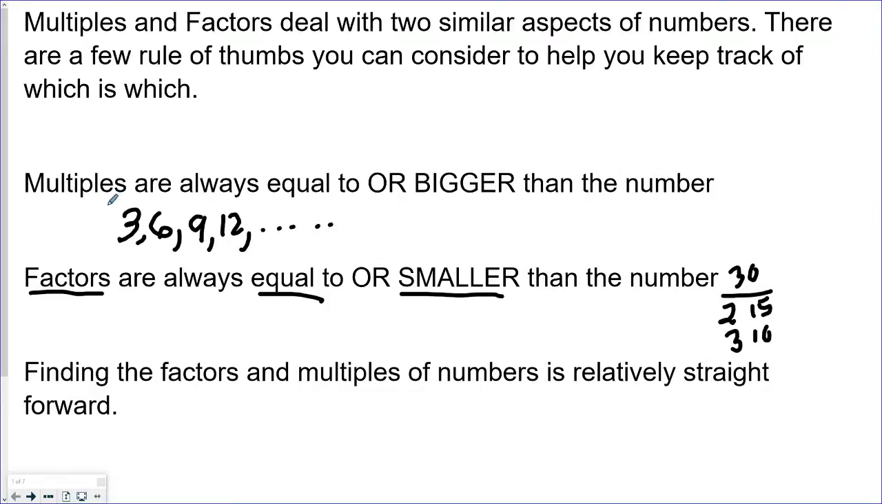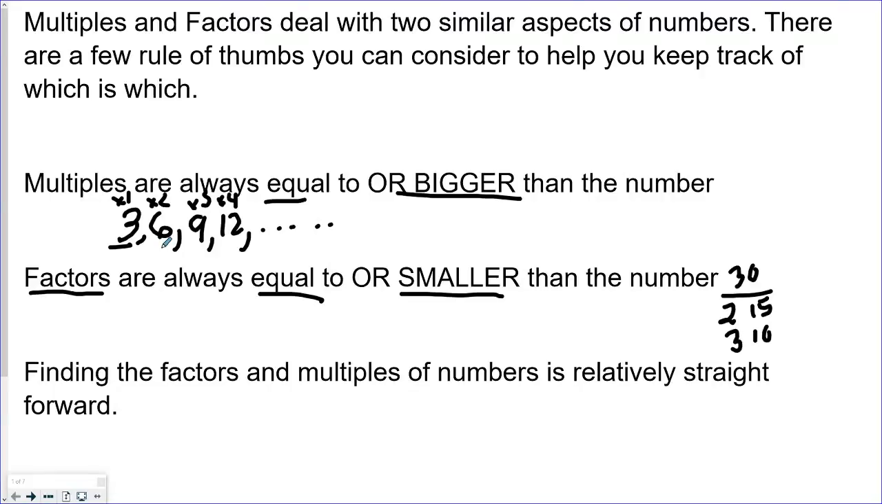So the multiples are taking a number and then multiplying it by 1, and then 2, and then 3, and then 4. And all those answers you get are the multiples of 3. So for example, 10 would not be a multiple of 3 because nothing times 3 gets you 10, because we're dealing with whole numbers again. But 6 is, 9 is, 12 is, 15 is, all the way down as far as you want to go. So the multiples will always be equal to or bigger than the number. For example, the multiples of 3, the smallest one is 3, and then there is no biggest one because it goes on forever. But the multiples can never be smaller than the number.